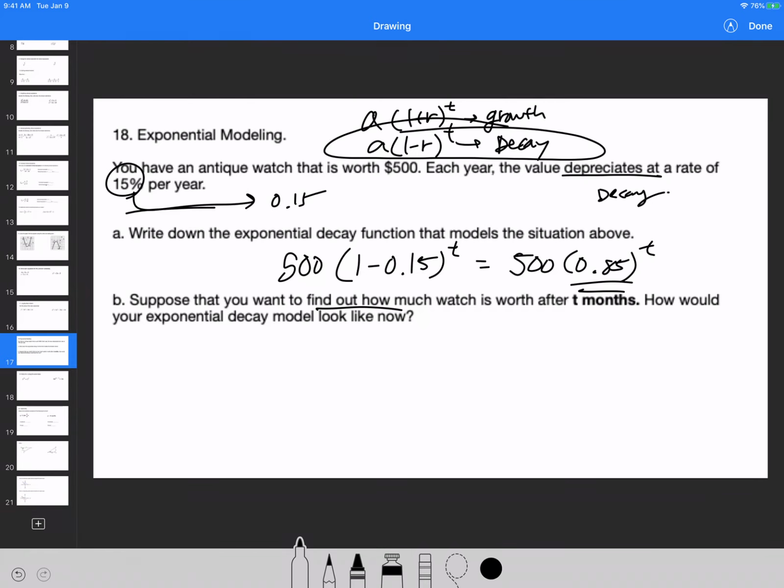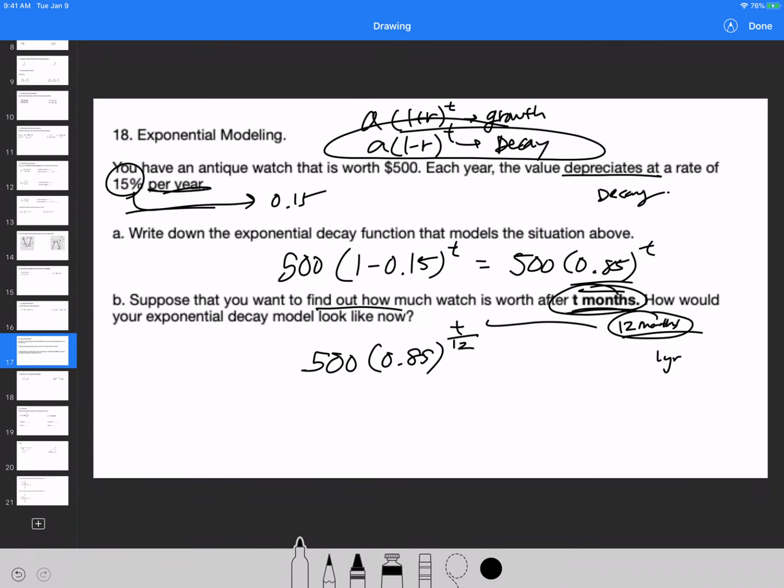Suppose that you want to find out how much the watch is worth after t months. How would your exponential model decay look like now? So 500 times 0.85, now it's t months. But remember, it depreciates per year. So whatever the months is, I need to take, so what if it was like 12 months? How many years would that be? Well, that's 1 year. How did I get that? I take whatever the t months is given to me, and I have to divide that by 12. Because if I plug in 12 here, that becomes 1 year, right? So it depreciates after 1 year.